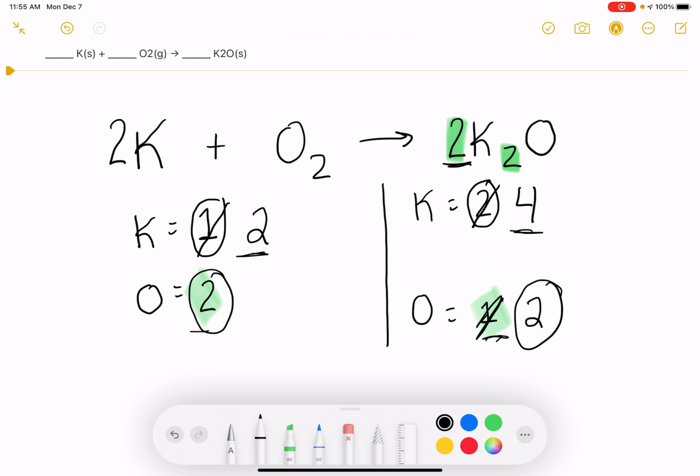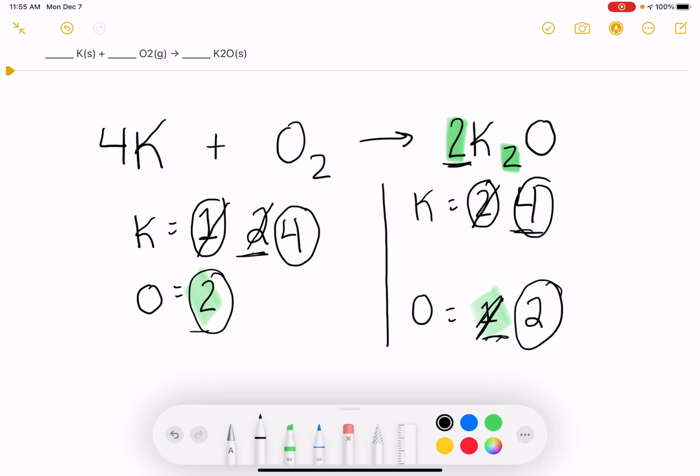So something we could do here is take this 2 and make it 4. So we've already changed it once, but now we're going to have to change it again. So now we've got 4 Ks and we've got 4 Ks on that side, and 2 and 2. So it works out. It's balanced now. We've got 4 and 4 and 2 and 2.